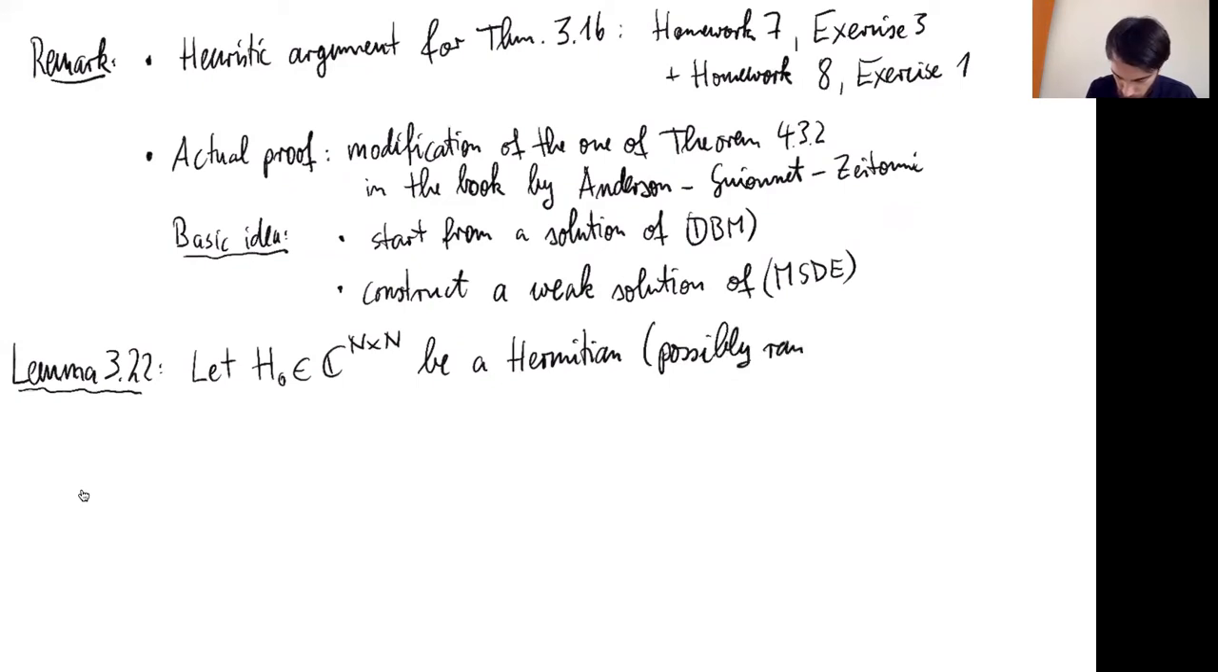For that, we assume that we have, it can be a random matrix, the initial condition, but it should be Hermitian and independent of the Brownian motions.